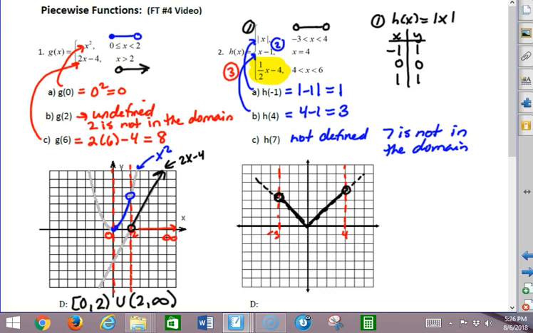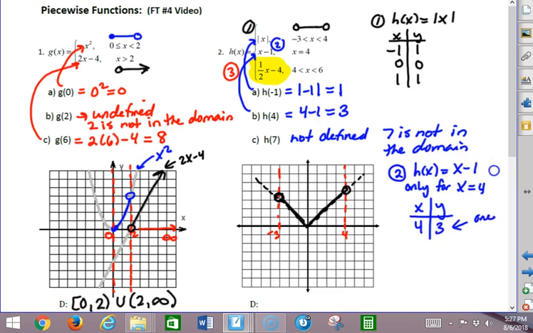Number two, the equation is h of x equals x minus 1, but only for x equals 4. So I'm going to go ahead and plot that one point. When x is 4, y is 4 minus 1, which is 3. So it's just going to be 1 point, the point (4, 3). So (4, 3) is right, oops, not there. Delete that. (4, 3) is right here. So for graph number 2, all we have is just that 1 point. Okay, graph number 3. Graph number 3 is h of x equals 1/2 x minus 4.